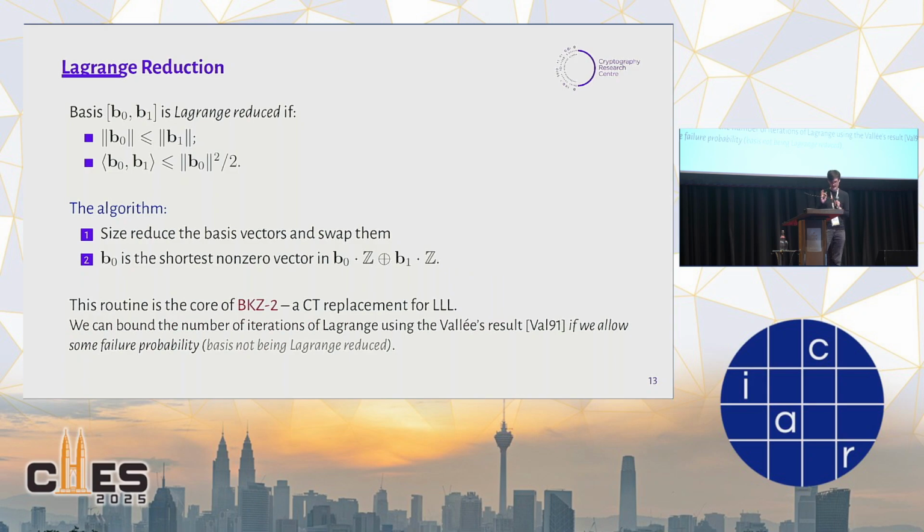However, we would have to live with the fact that our Lagrange reduction may fail with some small probability. By failure, I mean we won't get a Lagrange reduced basis. So what do we do here? We just bound the number of swaps and size reductions artificially with some predicted value. In order to predict this value, I send you to the Vallée result from 1991.